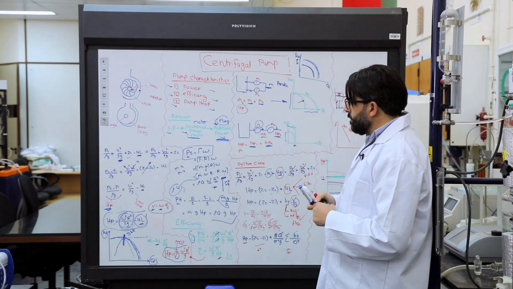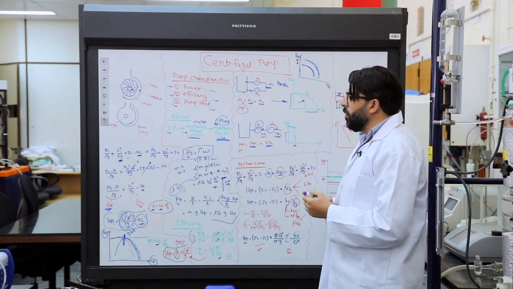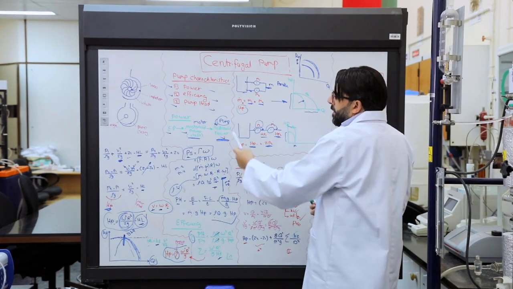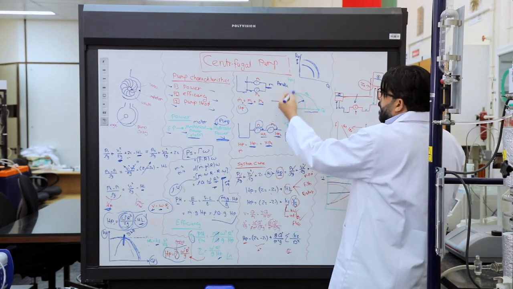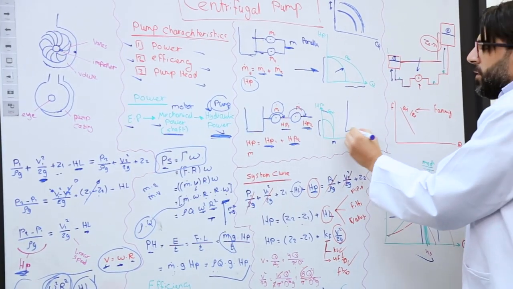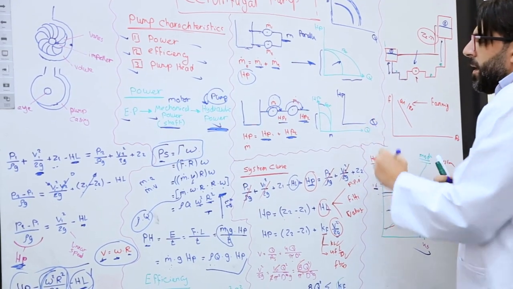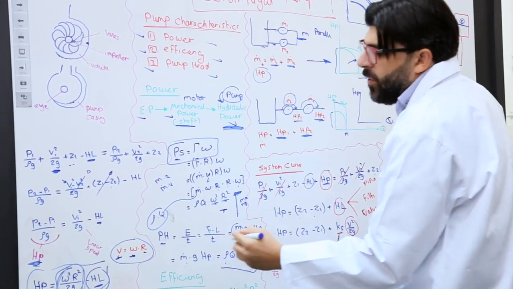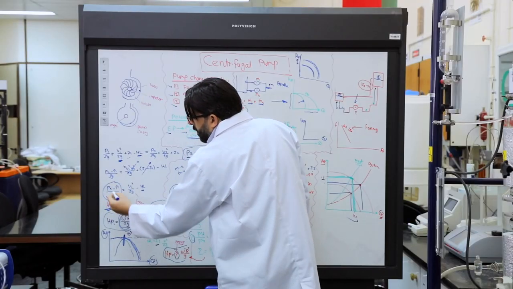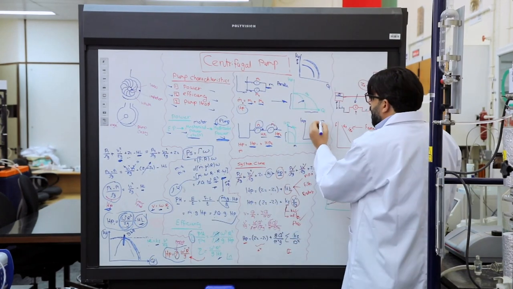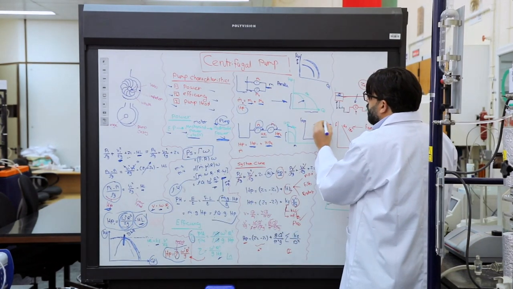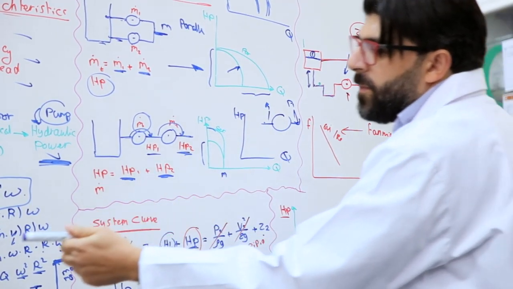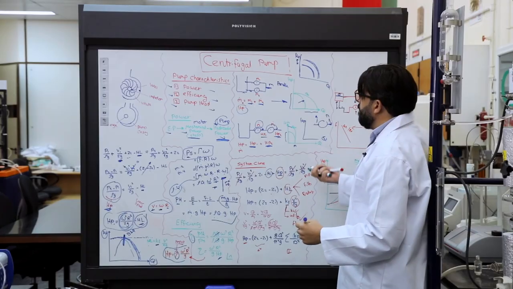So now, in the experiment, we'll try to find all these things: power, efficiency, and pump head. We will build our pump curve. So how to build this pump curve? You need head, and you need Q. In our experiment, we calculate the pump head from this equation, P2 minus P1 over rho g. We have a pump, and we have two sensors. This sensor measures P2 and this sensor P1. So P2 minus P1 over rho g will give me the pump head.